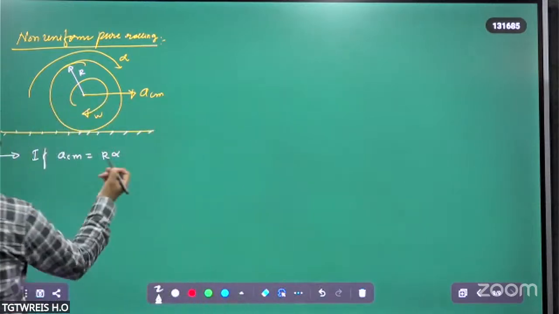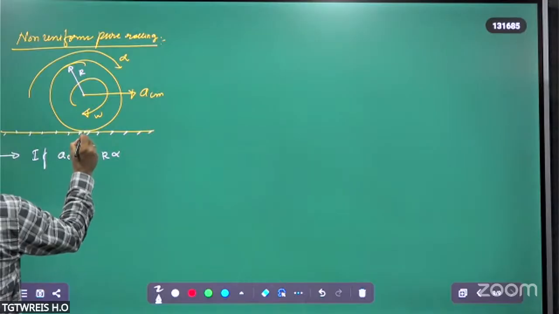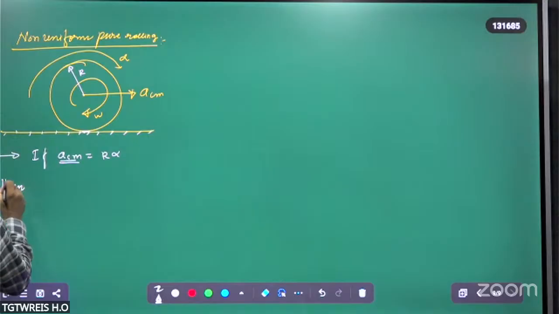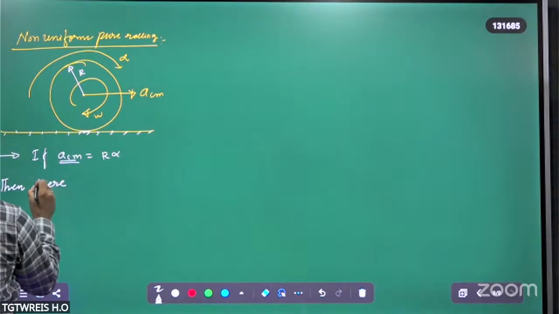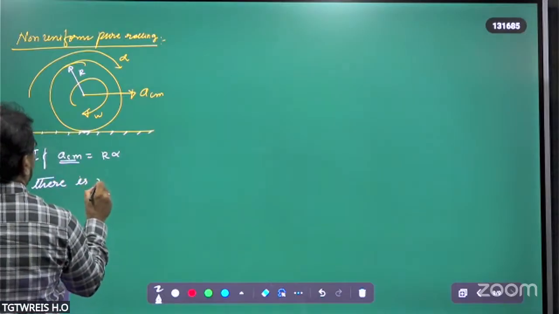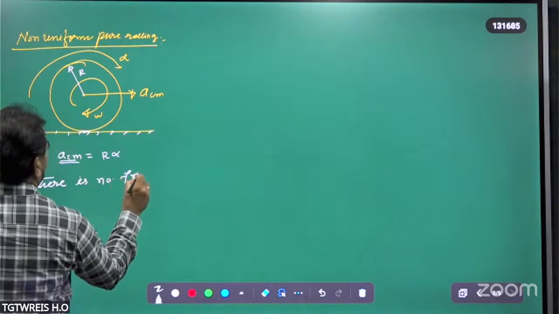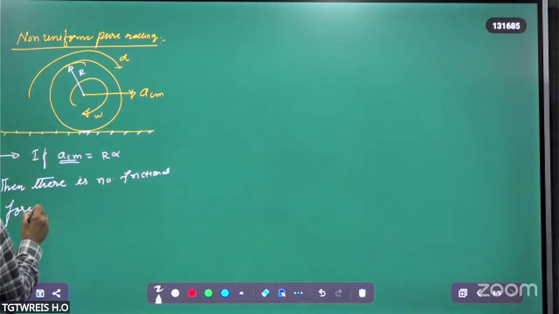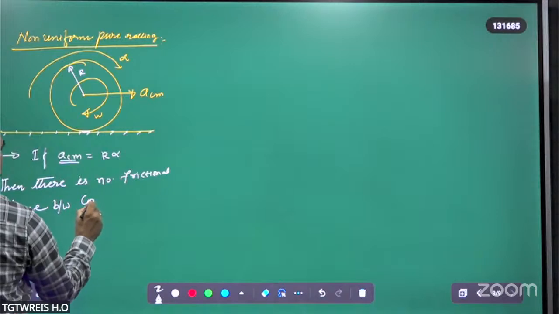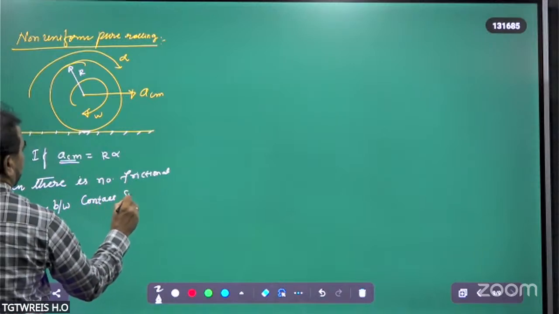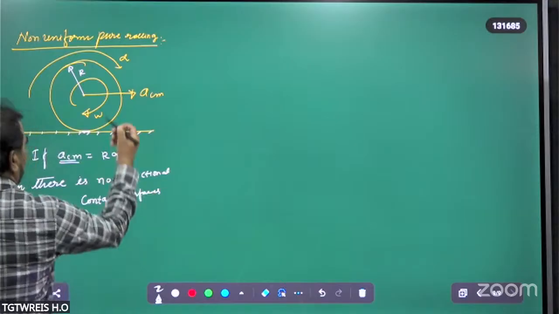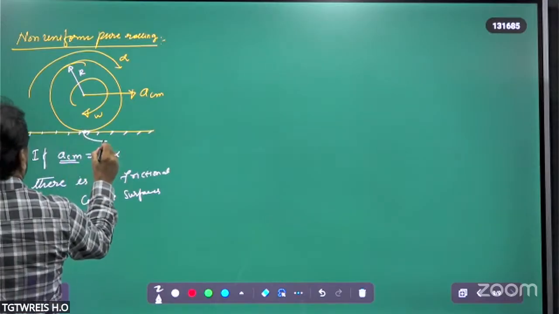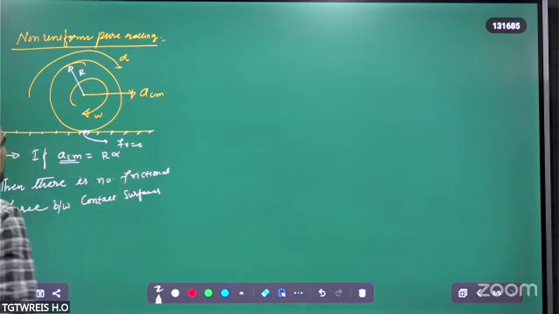In this case, there is no friction between the contact surfaces. If ACM is equal to r alpha, there is no frictional force between the contact surfaces. Here friction is equal to 0. This is the first condition.